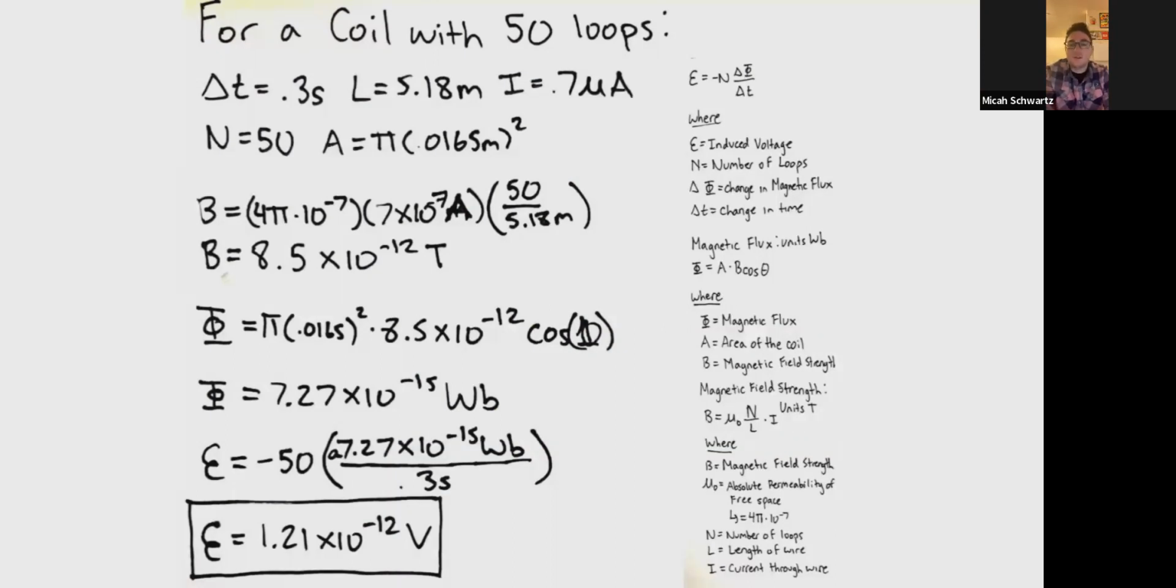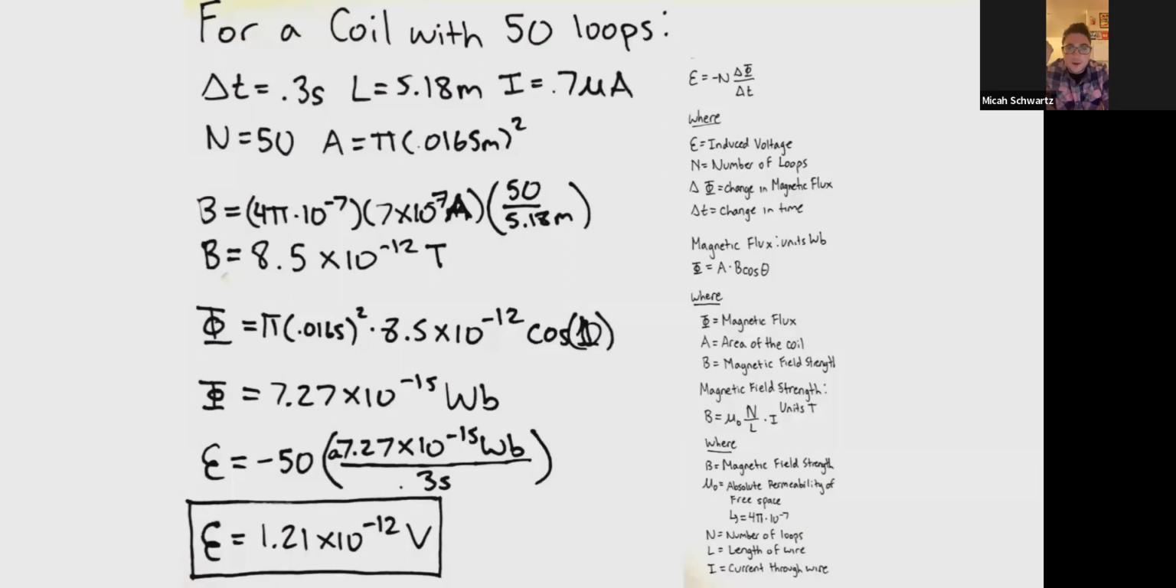The first step is finding the magnetic field strength of the magnet used. To do that, we use the equation B, which is magnetic field strength, is equal to mu naught times the number of loops over the length of the wire times the induced current. By doing that, we end up getting a number of 8.5 times 10 to the negative 12 Teslas, which is the unit we use for magnetic field strength.